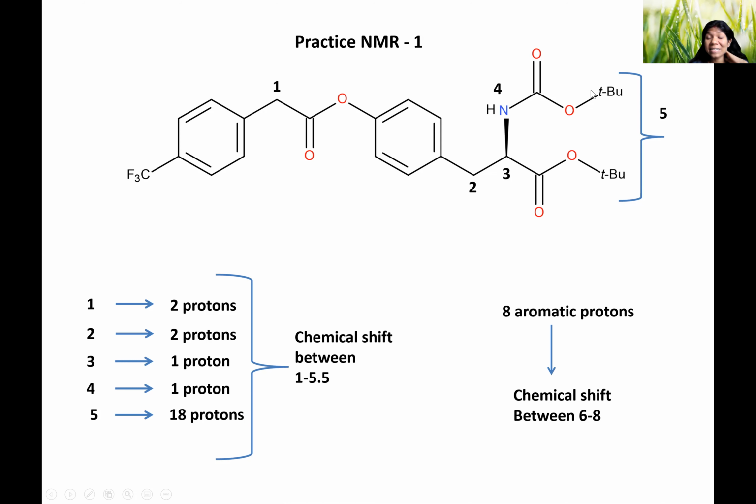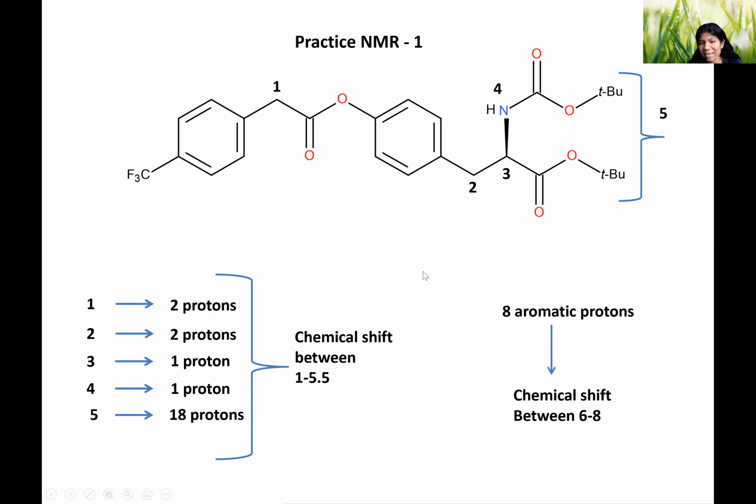So 5 has 18 protons. I have written it here. This 5 is actually a tertiary butyl group. So you must know the structure of this. 3 methyl groups are attached to a single carbon. So this is the structure of tertiary butyl. 3 methyl groups means 9 protons. There are 2 tertiary butyl groups. That means 9 times 2, a total of 18 protons. All these protons we should see in our spectrum with a chemical shift value between 1 to 5.5.